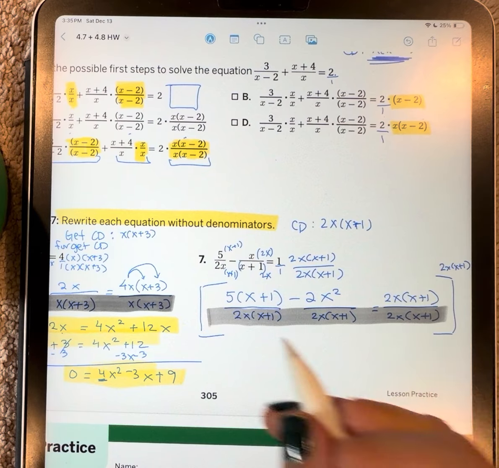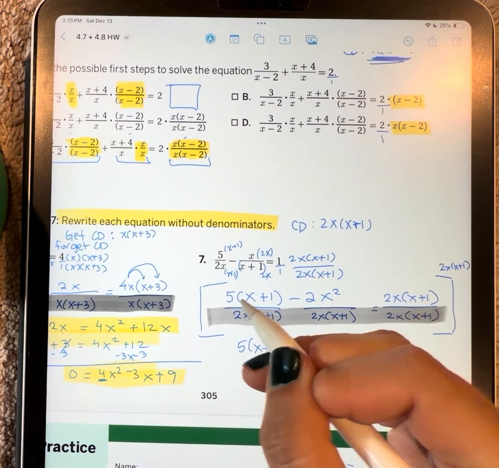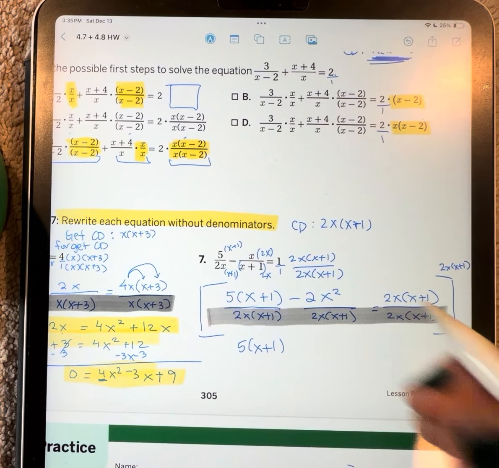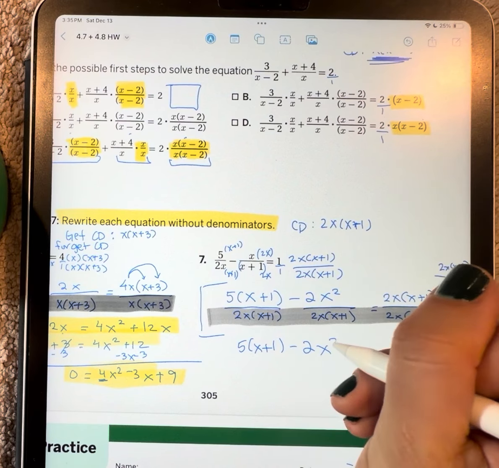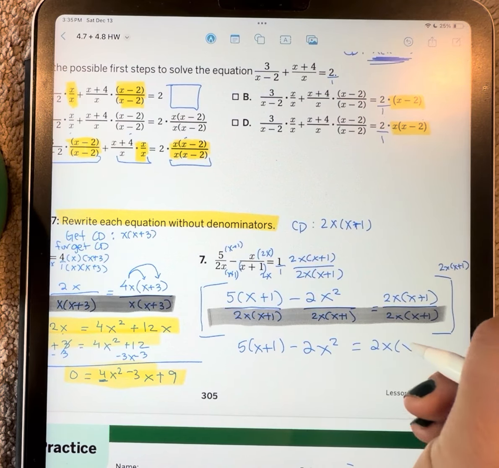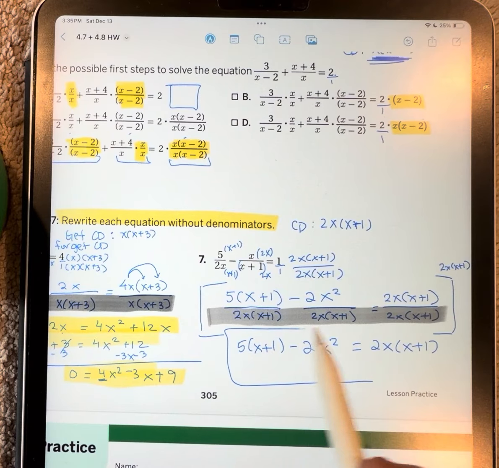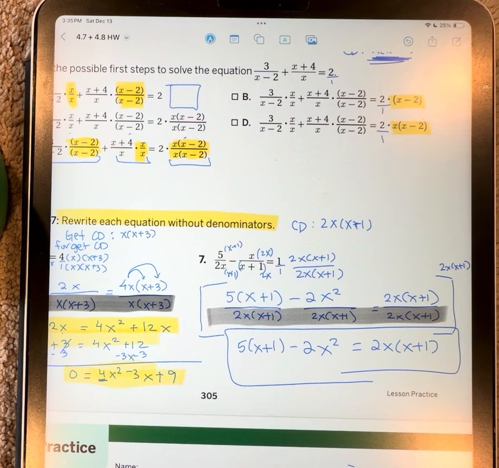All right, now that they're gone, this becomes 5 times x plus 1. I would distribute if it wanted me to solve, but it only said to rewrite it without a denominator. So personally, I'm not going to do extra work that might result in an error and then cost me points. They told me write it without a denominator. Here it is without a denominator.